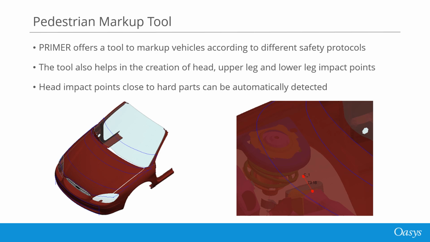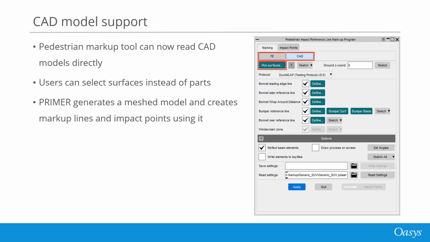The Oasys suite has several tools available to help setting up models for pedestrian impact tests. Primer offers the Pedestrian Markup tool that can be used to mark up vehicles. Given the outer parts of a vehicle, this tool can automatically create markup lines according to rules defined in different pedestrian safety protocols. The ability to read and process CAD models has been added to Primer.